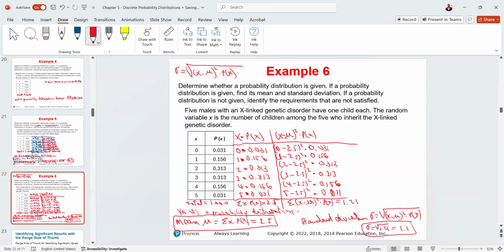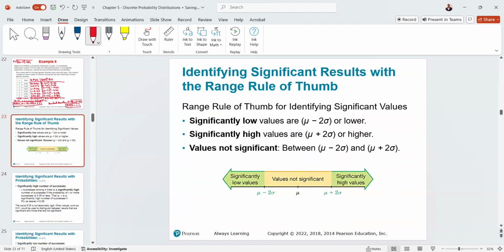We answered the questions. And so far, I believe you can verify if a distribution is a probability distribution before we move forward. But now, let's see. We covered this part already when we talked about identifying significant results with the range rule of thumb. We said it's significantly low if it's below 2 standard deviations, and significantly high if it's above 2 standard deviations. But if it's between, the value is not significant.